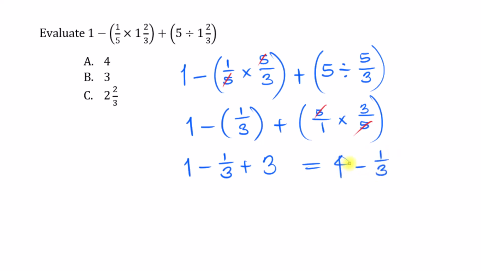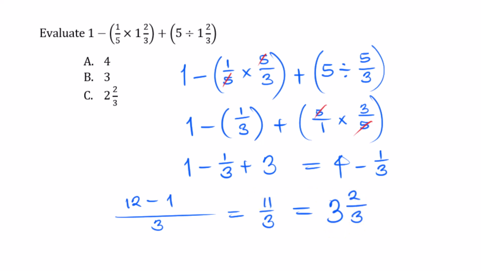If you want to put a whole number as 4, you can just say this is 4 over 1, then find the LCM, 3. 4 times 3 will be 12. Okay. 4 times 3 will be 12 minus 1, and that will be 11 over 3. 11 over 3, if you want to divide 11 with 3, that will be 3. 3 times 3, that is 9. So 11 minus 9, that will be 2 over 3.